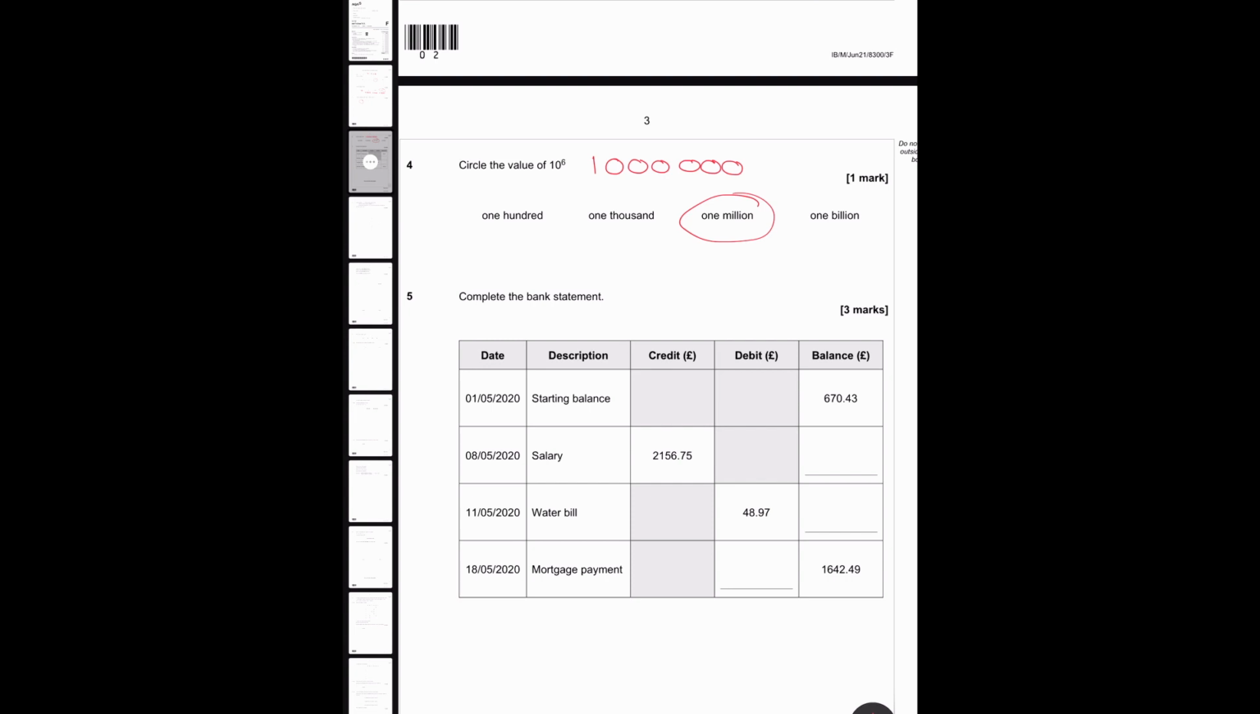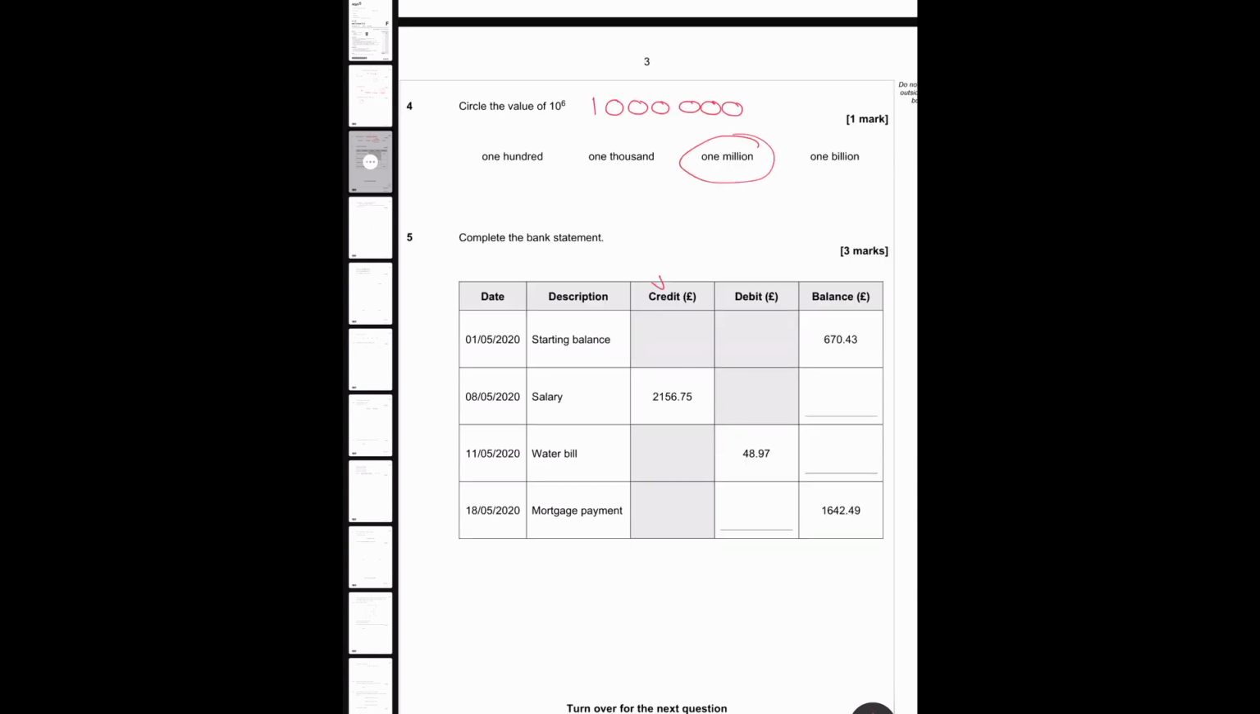Question 5 is showing us a bank statement. It is important to understand what the bank statement means. Credit means we're going up and debit means we are going down. We are starting with £670 and 43 pence. We are getting 2,156.75 added to our balance, so we need to add these two numbers together, which gives us 2,827.18.